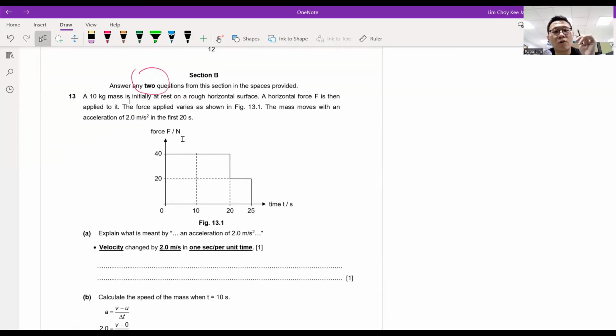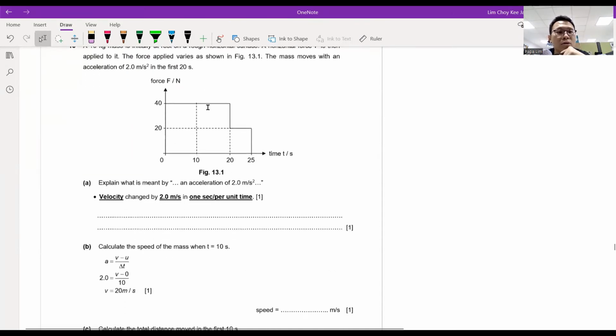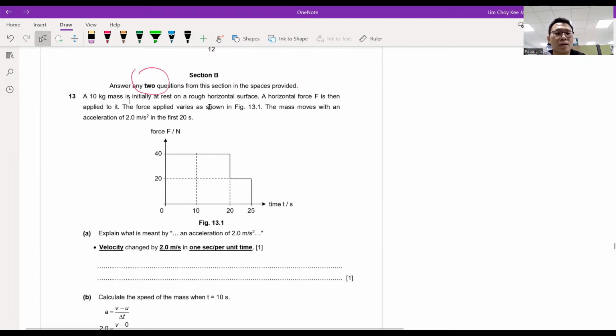Then after that, identify which of the questions you are most comfortable with, which question you can score, which question you find the easiest. Don't just do question one because it's the first question. Sometimes the first question may not be the most straightforward one, and similarly, the last question may not be the toughest. The last question could be one of the simplest. So remember, read the questions first, then choose the two best questions. Now for question 13, you have a 10 kg mass.